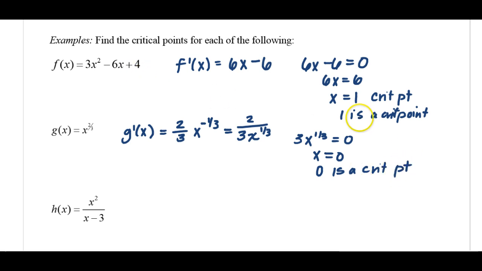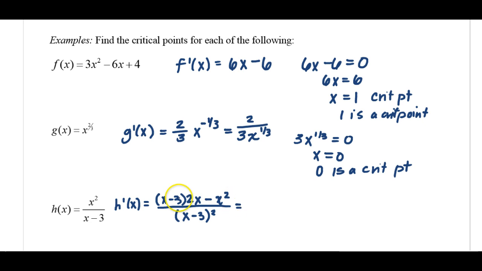Now on the first example, if you're wondering why I didn't plug the 1 back in to check it, hopefully you recognize that this is a quadratic, so the domain is all real numbers. So any number that I got out as a critical point is in the domain because everything is in the domain. Now finally, for the last one, I have to take the derivative, so h prime of x. I have to use the quotient rule here, so low d high minus high d low over low squared.